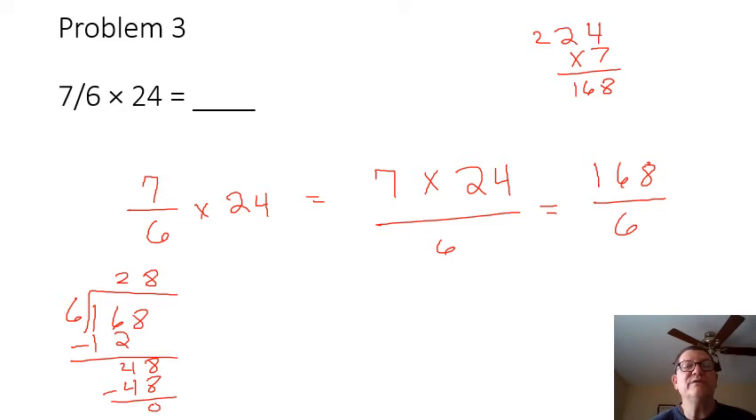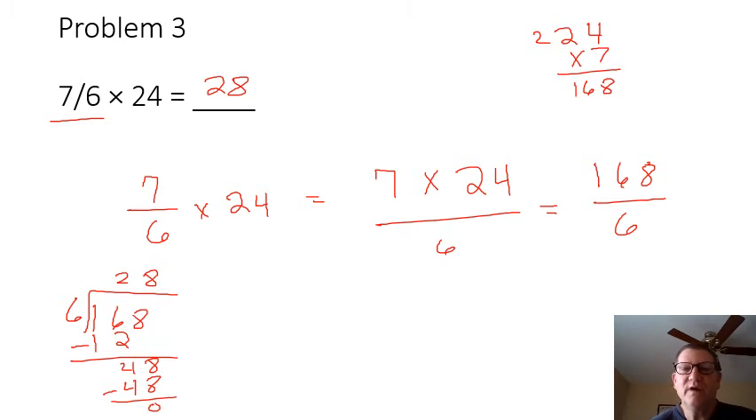So now I know 7/6 times 24 is 28. Well, wait a minute. My answer is larger than what I multiplied it by. But if you look, 7/6 is greater than 1, so my answer should have been greater than 24.